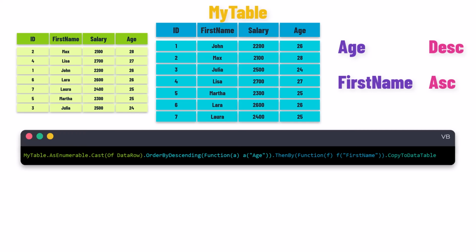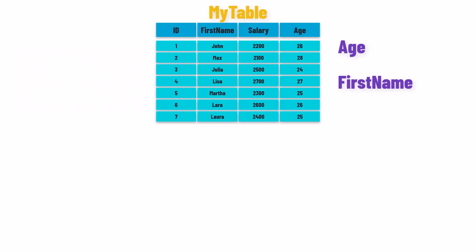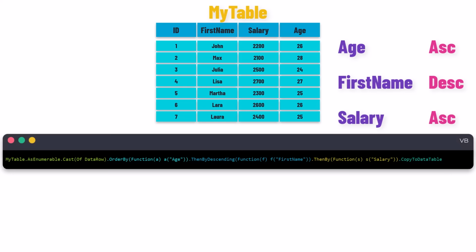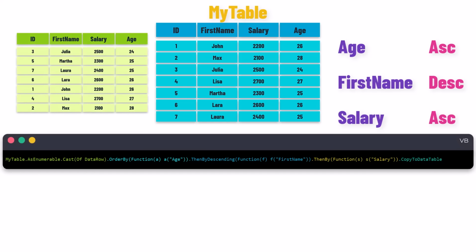Let's check another scenario. Assume I now want to sort the table using 3 columns, age, first name, and salary. Age column in ascending order. First name column in descending order. Salary column in ascending order. To do that I can use the following query. The result will be as following. In this way we can sort a sequence using more than one key, like this example using 3 keys.